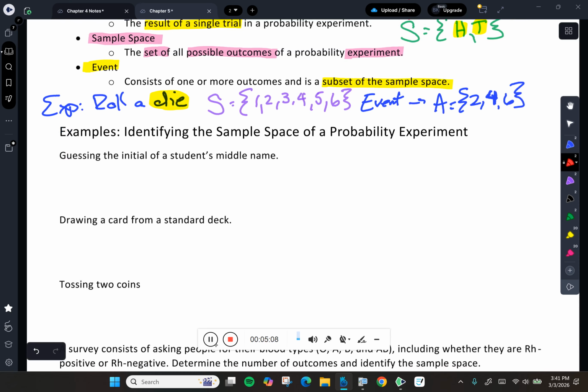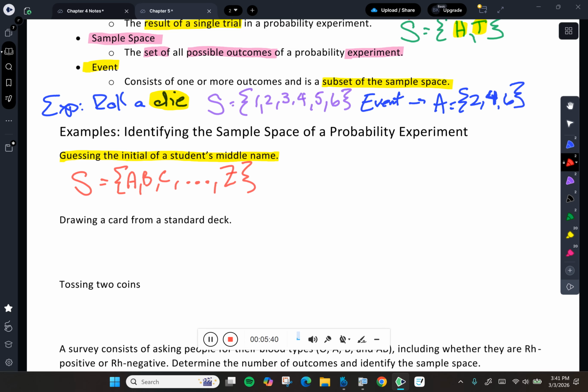All right, our experiment is going to be guessing the initial of a student's middle name. So my sample space, S, needs to be the set of all possible outcomes. Well, I think that's just going to be A, B, C, ... Z. Because that would be all of the ways that I could guess the initial of a student's middle name.